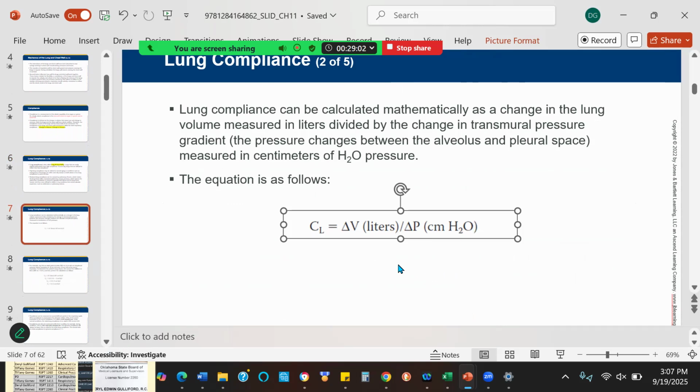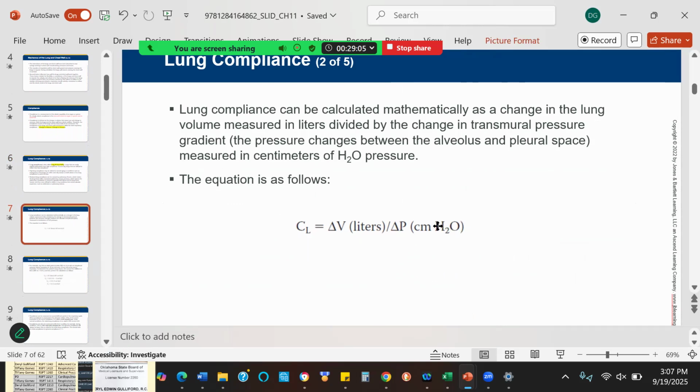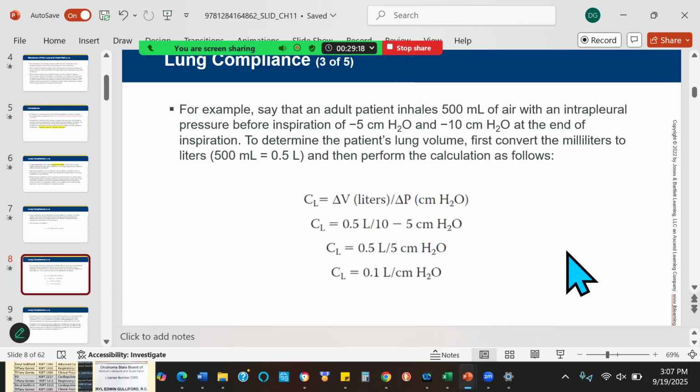Compliance is change in volume divided by change in pressure. It won't let me highlight that because it's actually a picture. But at any rate, change in volume divided by change in pressure. So it comes out in the units liters per centimeter of water. And here's an example. Let's say you've got 500 milliliters of air that's being moved, which is pretty typical. Many of our patients are 400, 500, maybe 600. And the pressure involved is -5 and -10 at the end of inspiration. So it's a change of pressure of 5. So we've got 0.5 liters divided by 5 centimeters of water pressure, giving you a compliance of 0.1 liters per centimeter of water.